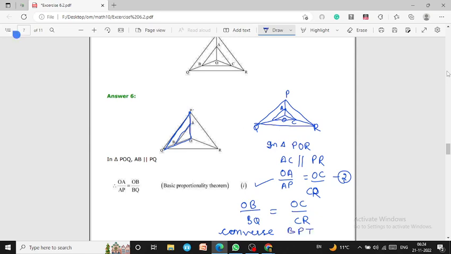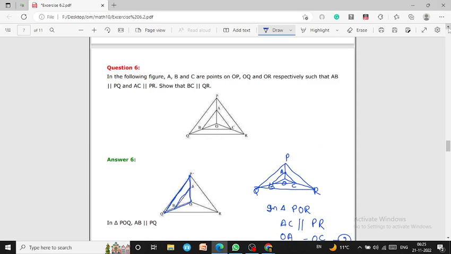of BPT, according to the converse BPT, we can say that BC is parallel to QR. In this question we also have to prove this: if AB is parallel to PQ and AC is parallel to PR, then we have to prove BC is parallel to QR. Now we have proved it.